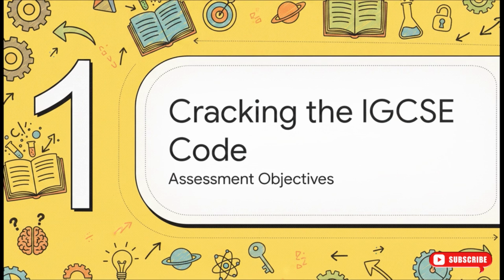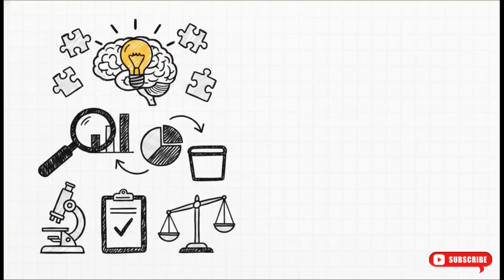Section 1, cracking the IGCSE code. Right, so there are 3 core assessment objectives, or AOs, that the examiners use as their ultimate blueprint. First up is AO1, knowledge and understanding. Think of this as the what. What is a mitochondria? What's the definition of osmosis? This is your basic bread-and-butter flashcard knowledge. Facts, definitions, concepts, vocabulary.